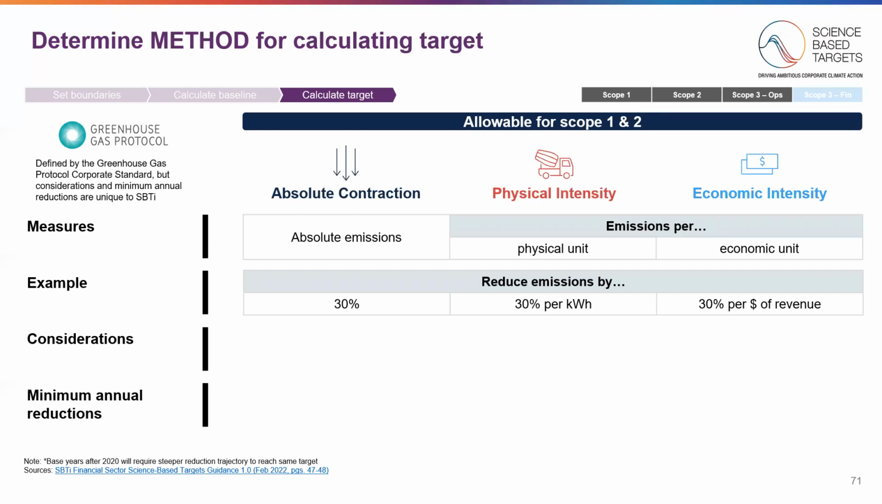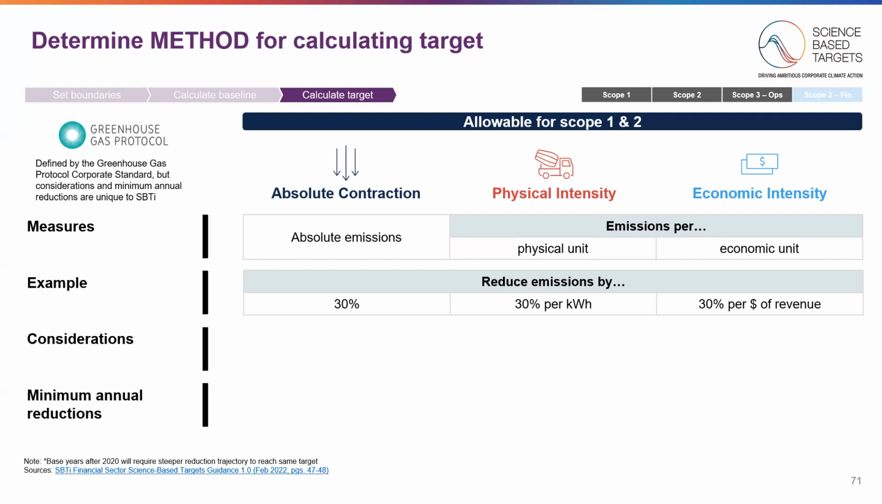Going across from left to right, absolute contraction focuses on reducing the absolute amount of carbon within a scope. This can be very impactful as it directly ties to the goal of reducing the amount of carbon released into the atmosphere. Targets for absolute contraction would look like reducing carbon emissions for Scope 1 by 30% by a particular date, for example. Physical and economic intensity look at reducing carbon emissions per a specific unit of activity, either a physical or an economic unit.